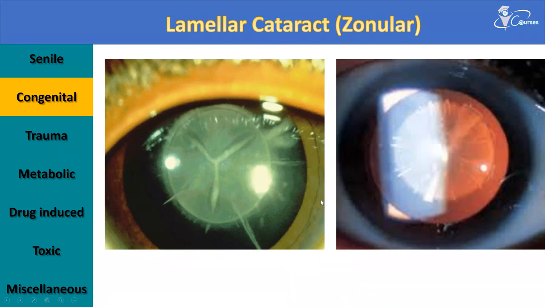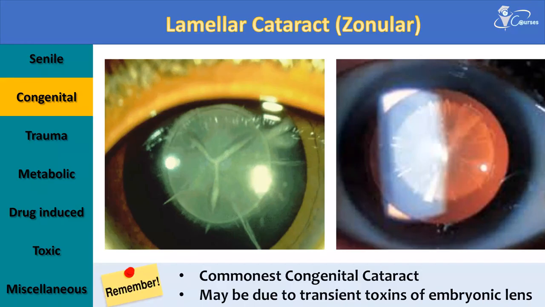It can sometimes be an autosomal dominant trait or can be inherited, and this is what is asked in the exams before, it can sometimes be a result of transient toxic substance in the embryonic lens development. Like if the mother is exposed to a transient toxin during the pregnancy, this can result in the baby suffering from lamellar or zonular cataract. And the earlier this toxic influence occurs, the smaller and the deeper this lamellar cataract is. So this is the commonest congenital cataract.